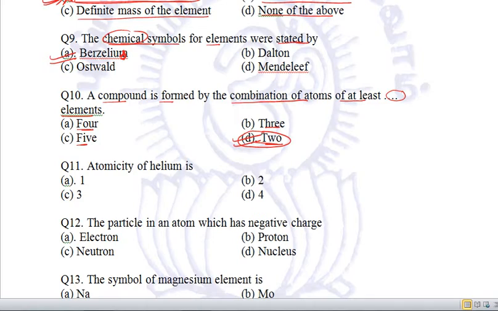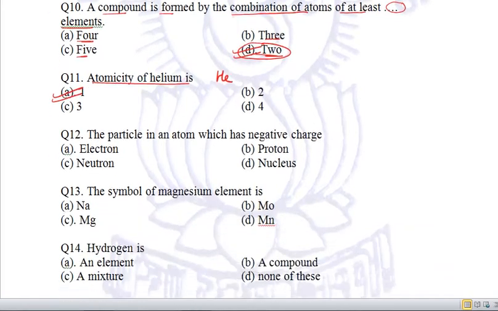Next, atomicity of helium is. Now helium is an inert gas represented as He, and all the inert gases are monoatomic. So 1 is the atomicity of helium and A will be the correct option. Coming to the next question.